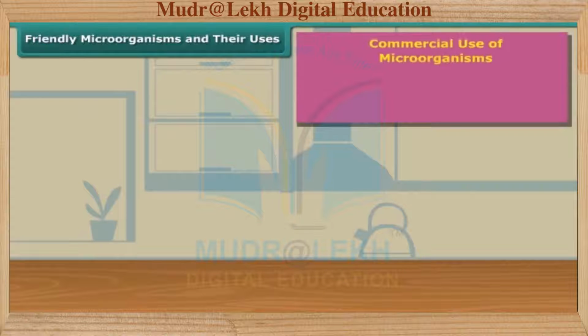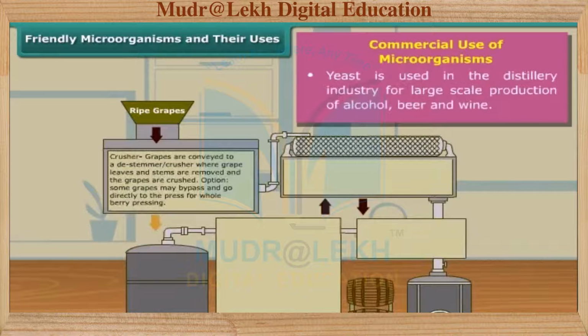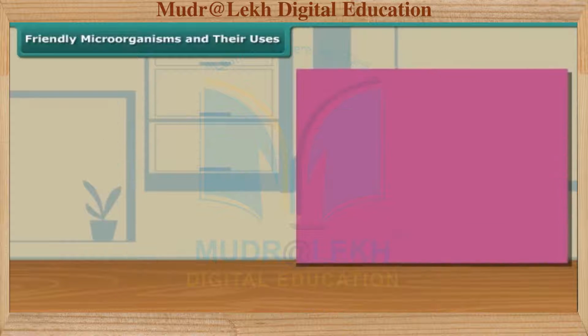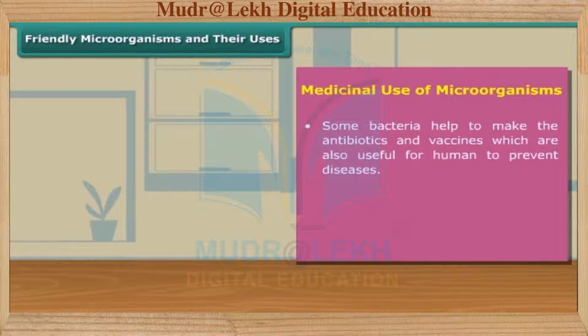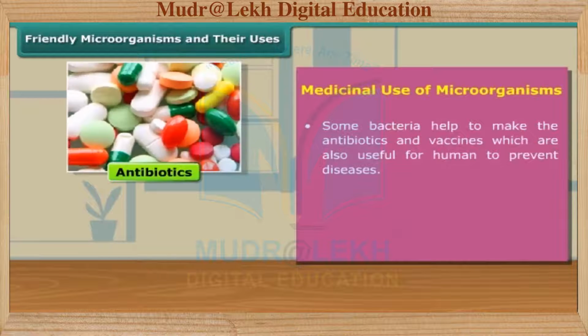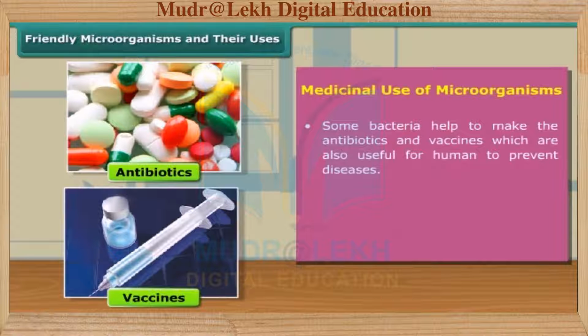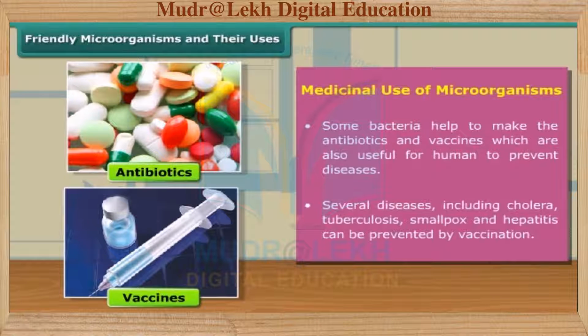Microorganisms are also useful in the commercial and medicinal fields. For instance, yeast is used in the distillery industry for large-scale production of alcohol, beer, and wine. Some other bacteria are helpful in the production of antibiotics and vaccines. Vaccination is helpful against several diseases including cholera, tuberculosis, smallpox, and hepatitis.